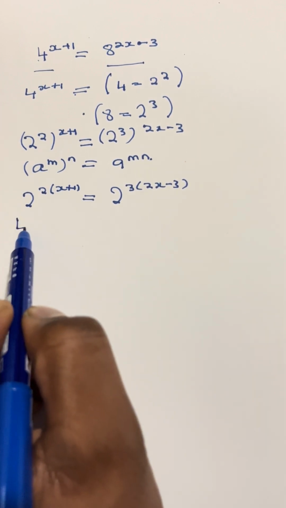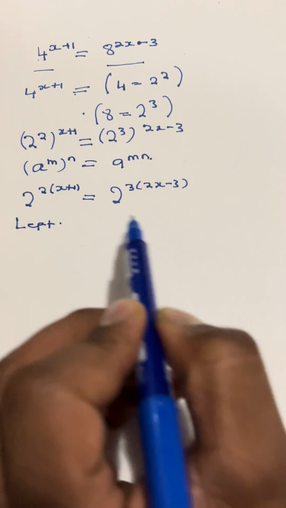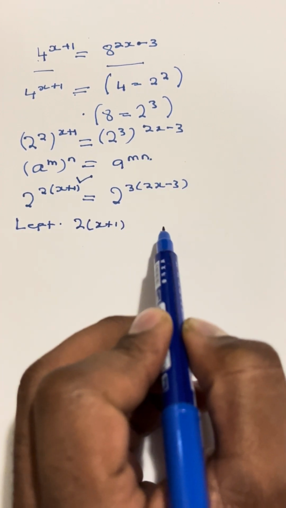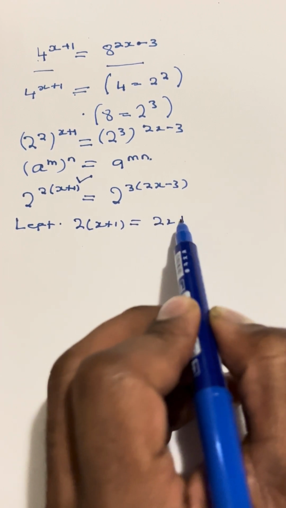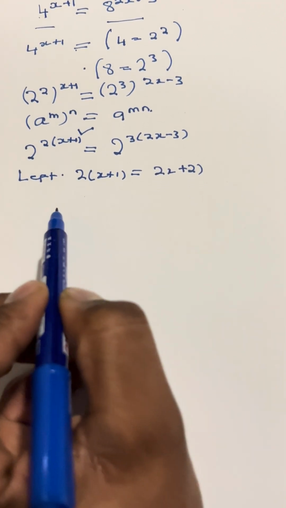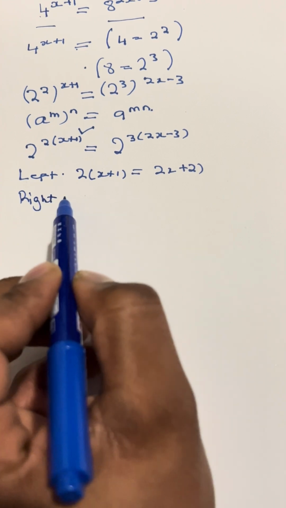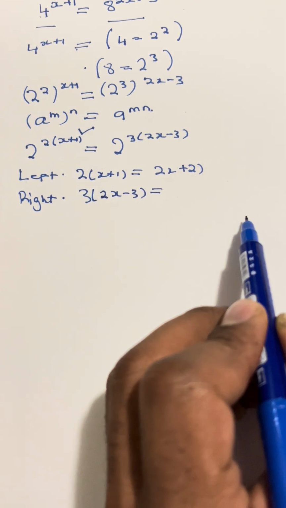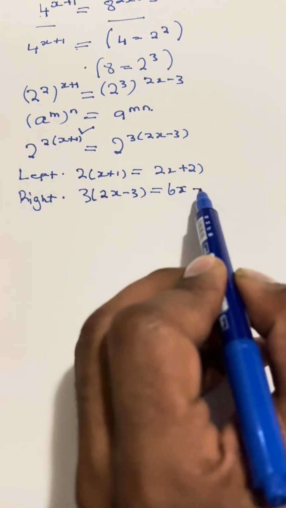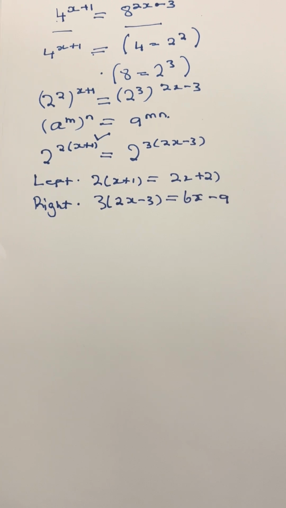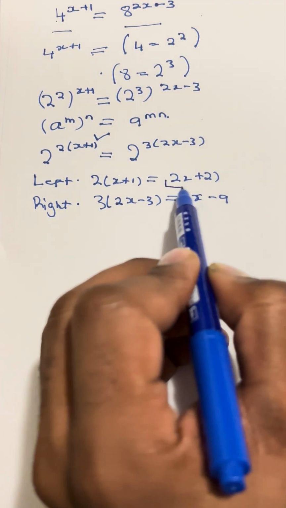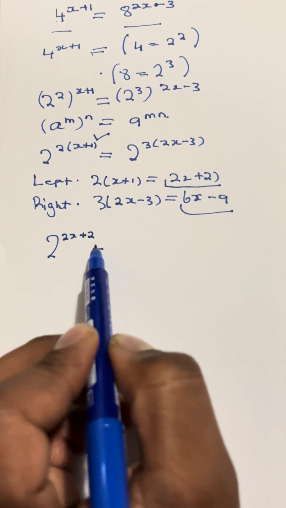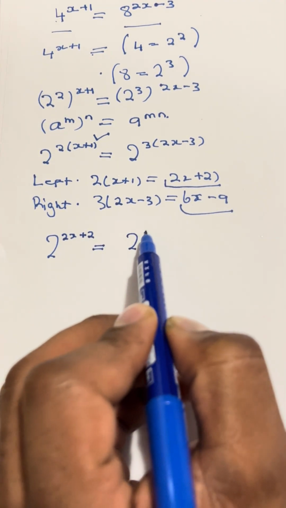Let's first do the left side. Our left side, 2(x plus 1), is equal to 2x plus 2. All right, the second one is our right side. Our right side is 3(2x minus 1), which is equal to 6x minus 3. All right, now let's go down with it. When we go down with it, we're going to put back our base: 2^(2x+2) = 2^(6x-3).